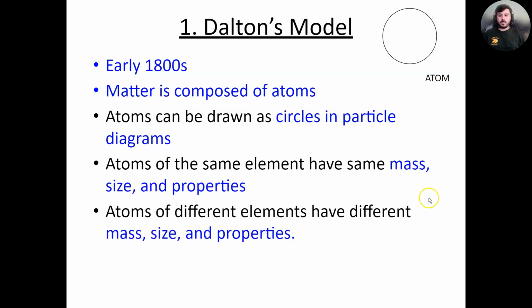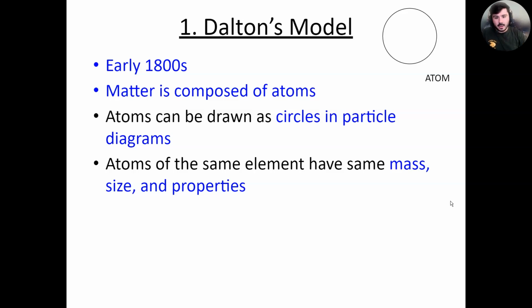All right, now when it comes to atoms, especially of the same element, they have the same mass, same size, and the same properties. But the difference here is that atoms can be of really any kind of element, like on the periodic table.